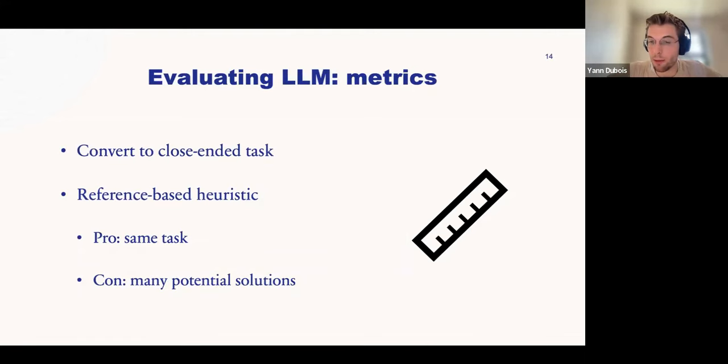So just think about it as like writing a book. Maybe the human wrote one type of book while the LM wrote a different type of book. So when you look at the similarity between the two books, it's actually going to be very low, even though the book might be great.